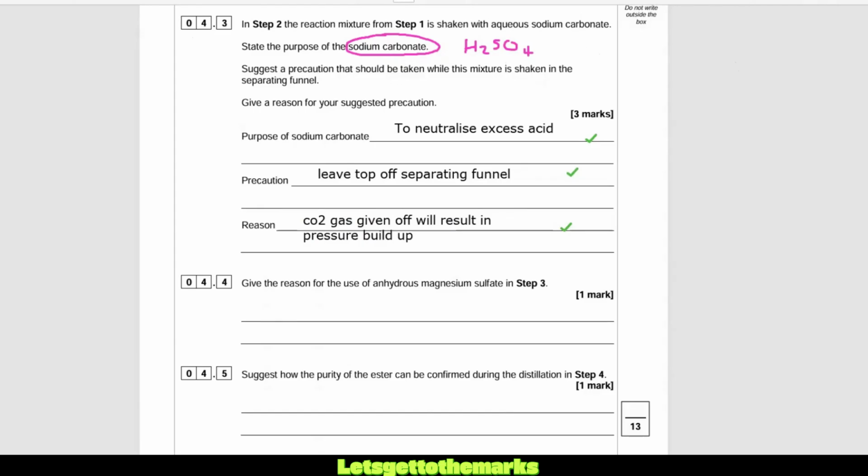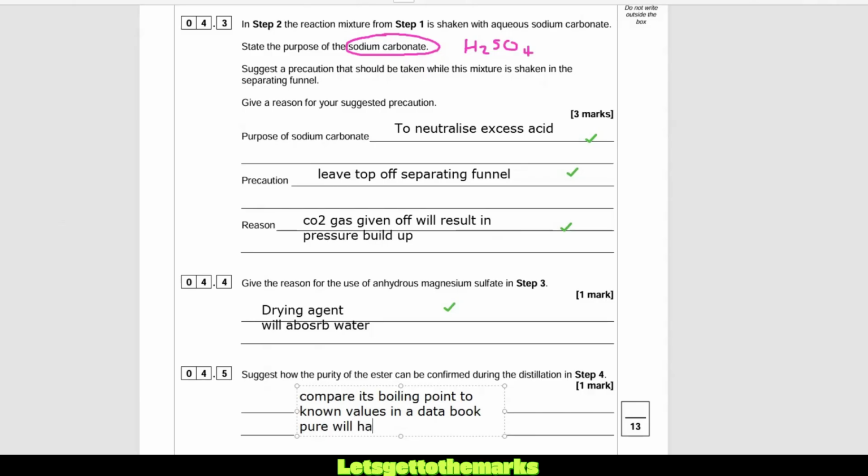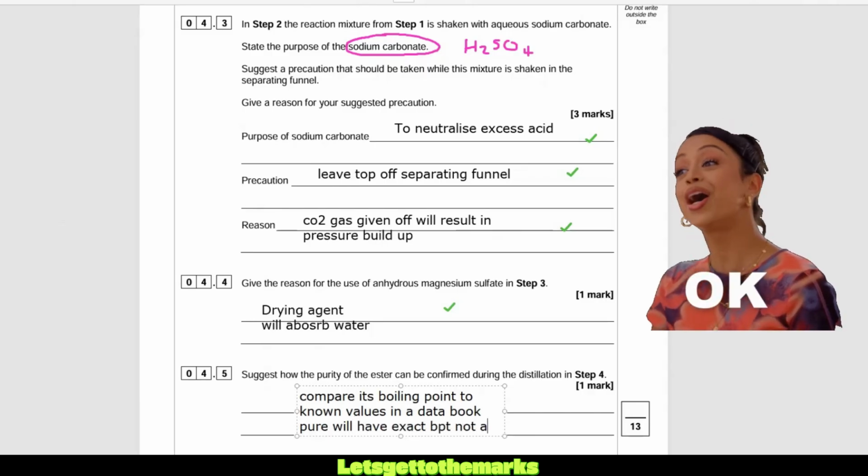4.4, give the reason for the use of the anhydrous magnesium sulfate. That should be the clue. Anhydrous means without water, so it's a drying agent. It will quickly form a hydrated salt. It will absorb that water for us. Suggest how the purity of the ester can be confirmed. Purity, you should notice from GCSE as well as A level, can be confirmed by melting point or boiling point. In this case, we want to compare the boiling point of the ester that is created to known values in a data book. And remember, pure substances have exact boiling points. You've got a bit of a mixture, an impure substance, if you have a range.